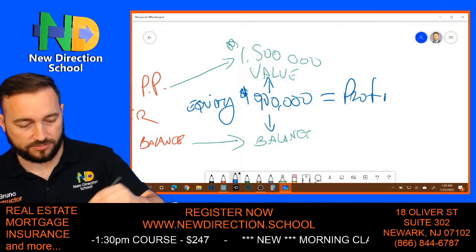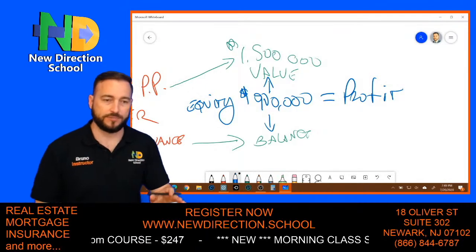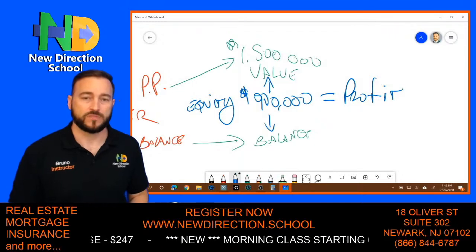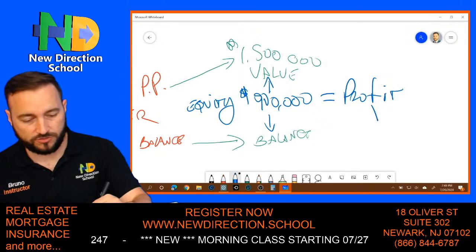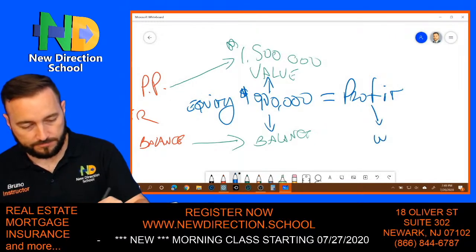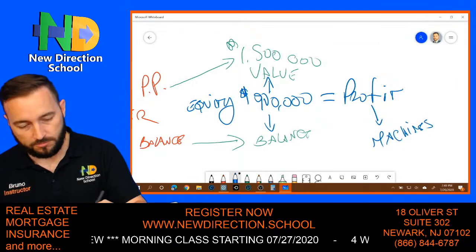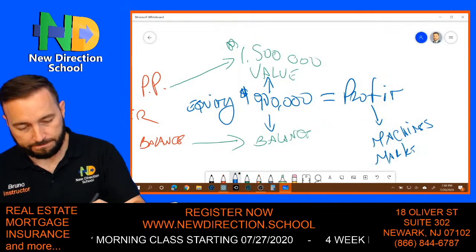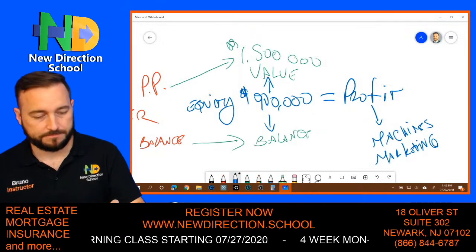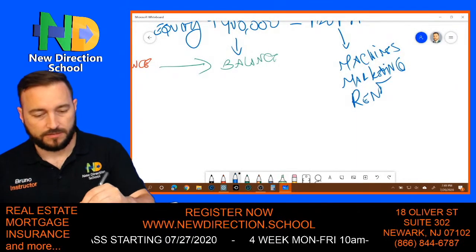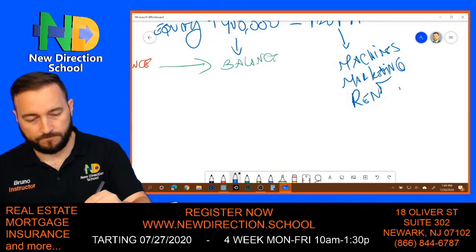Only in this case. I'll explain profits better in a different chapter. But let's say I profited $900,000 at the time of sale. This profit goes into machines, marketing, and I'll reserve some for the rent for the next 20 years, let's say.